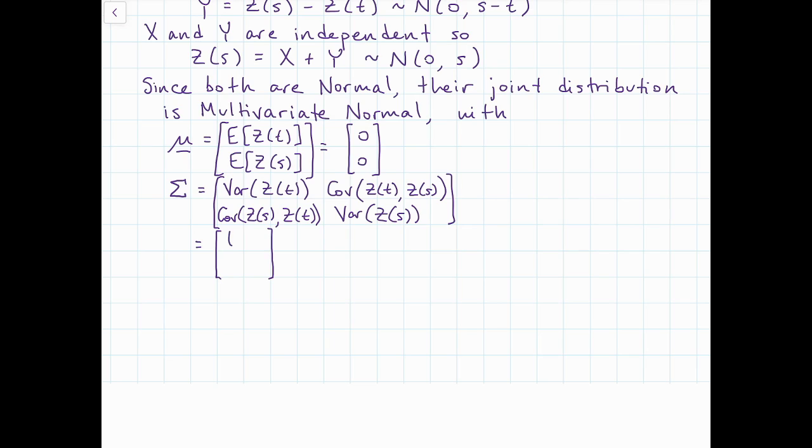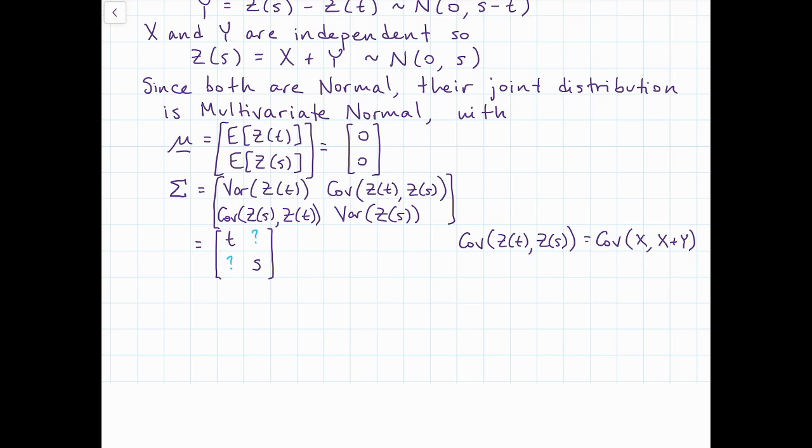And we know that the variance of z of t and the variance of z of s are t and s respectively. But what about those covariances? Let's take a little aside over here. The covariance of z of t and z of s, we could write that as the covariance of x and x plus y, the way we've defined them here for a little shortcut.